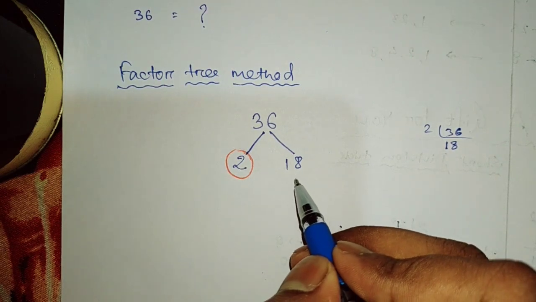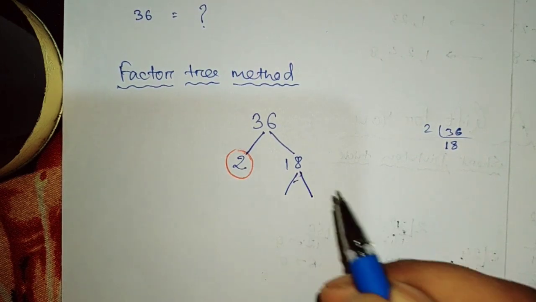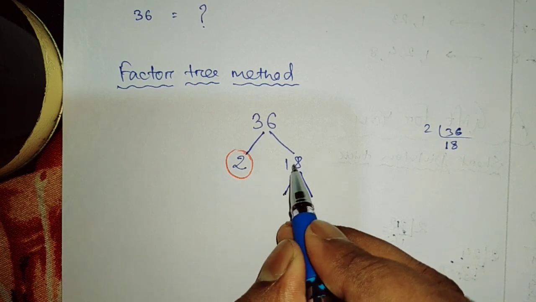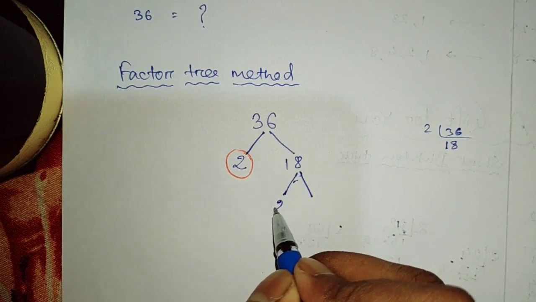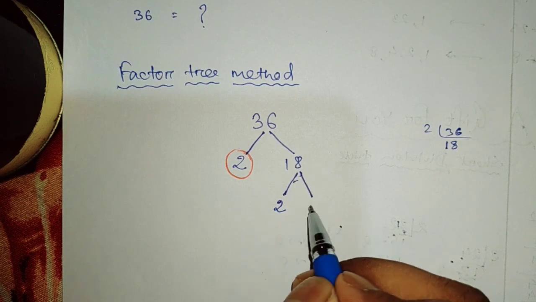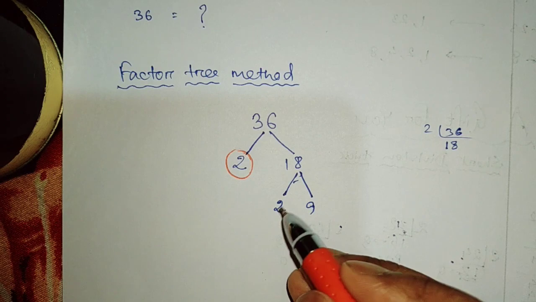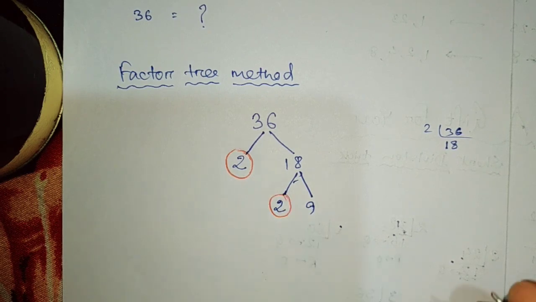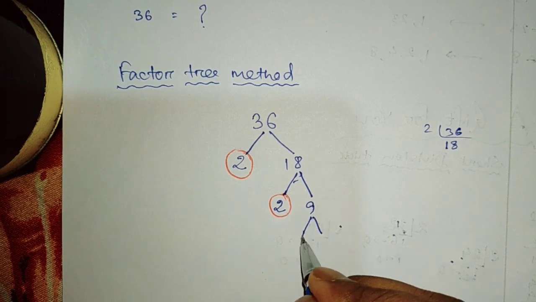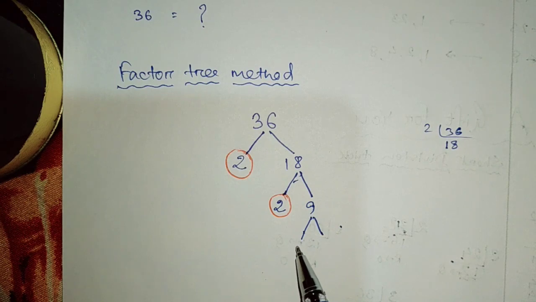Then come to 18. Take the smallest prime number 2. 18 is divisible by 2. We write 2. 2 into what will be 18? We know that 2 9s are 18. Again, we circle this 2 with red because it is a prime number. Then come to 9. Take the smallest prime number 2. Is 9 divisible by 2? No.